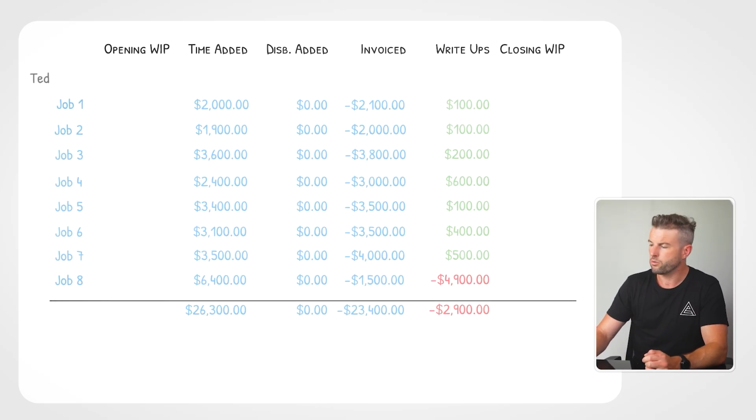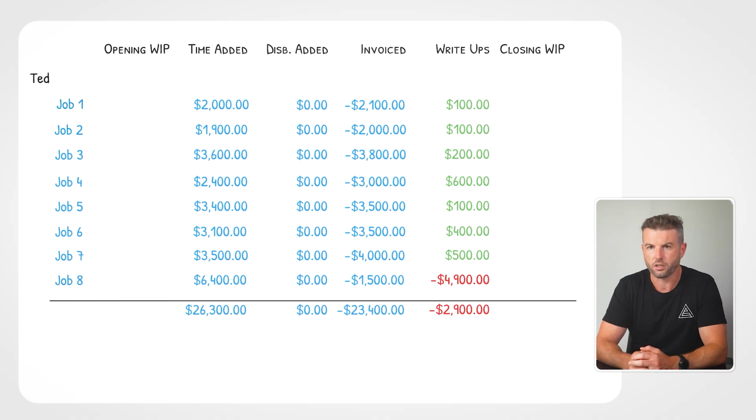Now if we look at Ted, we've got a very different story that's being told here. Ted actually got write-ups on all of his jobs except one. This job at the bottom here, he put $6,400 of time to, but we only invoiced $1,500. Now the reason for that was because the partner underpriced the job. He didn't anticipate how big it was, he didn't ask enough questions, underpriced the job, so Ted ended up having to write off so much time on this job, which would have affected his capacity, would have affected his ability to deliver other jobs, would have affected so much. But overall, he's had to write off $4,900 of time.